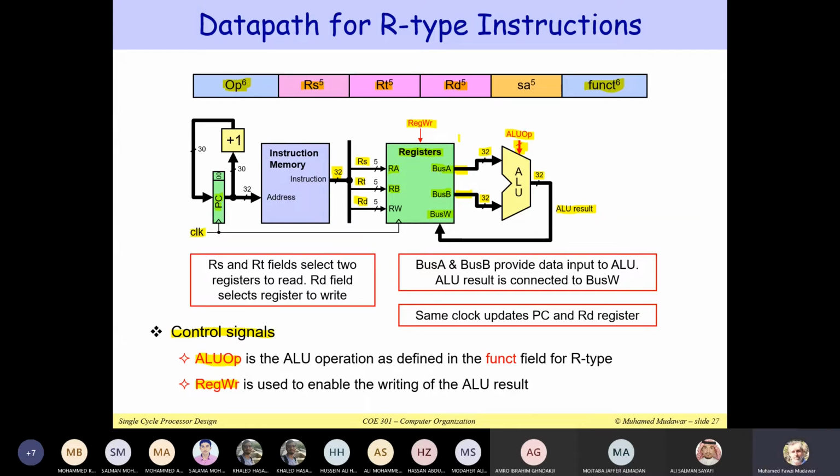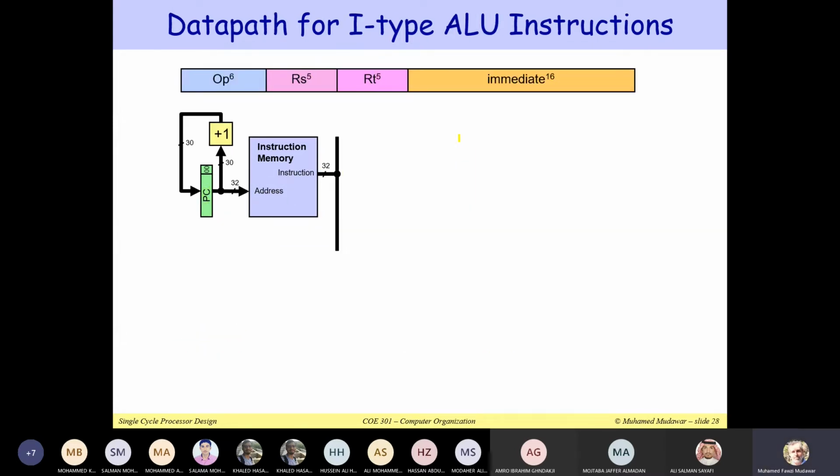How about for an I-type, an immediate type? Remember, the immediate type has a different format. So now everything becomes exposed. One would like to implement these instructions inside the CPU. There is no function code, there is no RD. There is only an opcode here, and there is a 16-bit immediate. That's it. Of course, we have RS and RT.